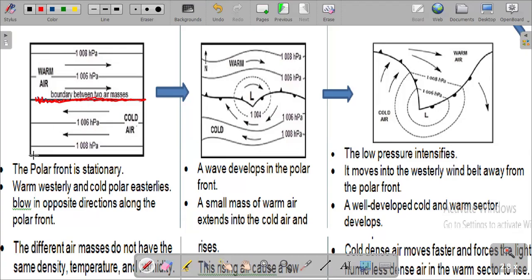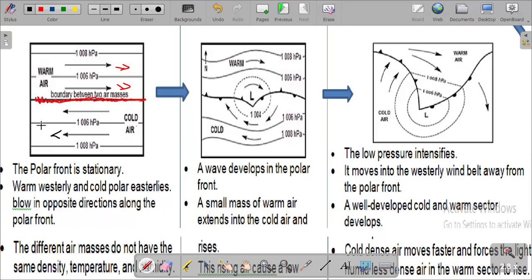What happens is that warm westerlies and cold polar easterlies blow in opposite directions along the polar front. As you can see, these two air masses are blowing in different directions, but towards a stationary polar front.